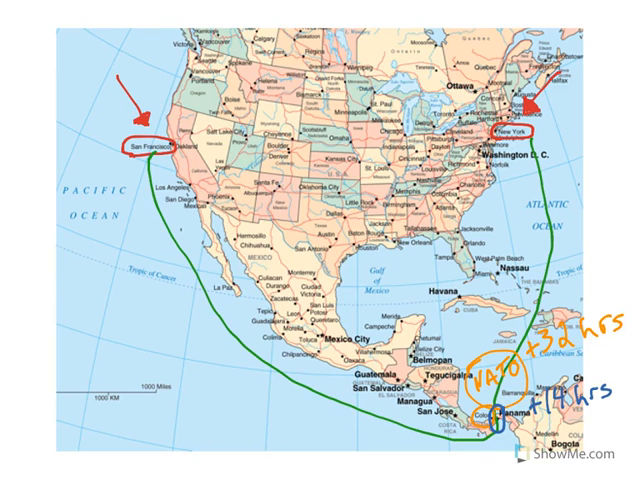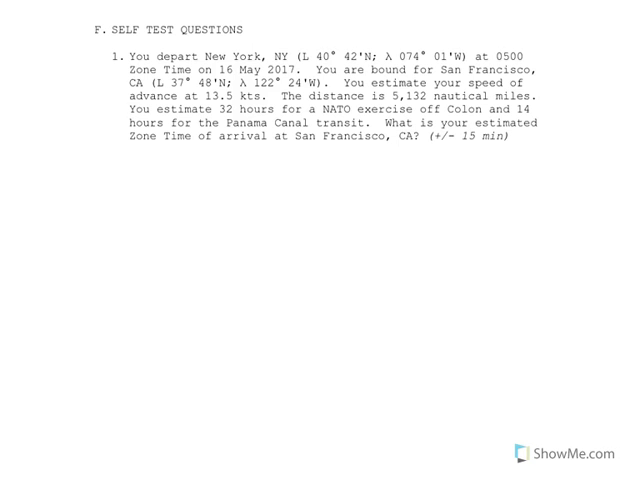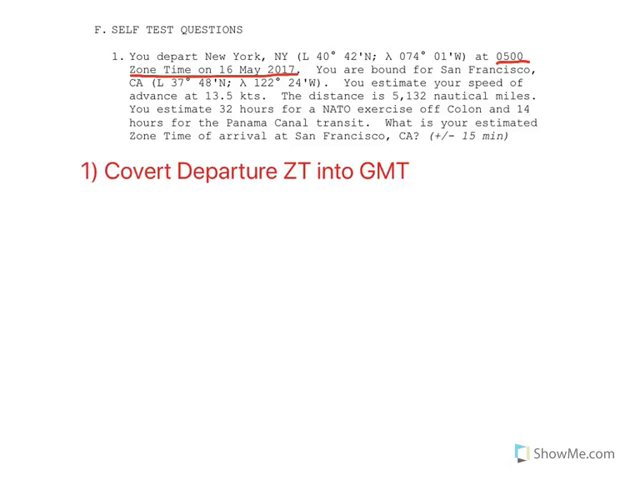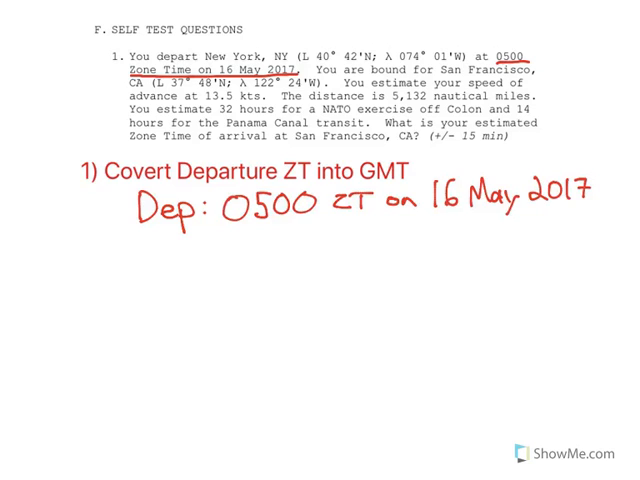Going back to our problem, we are going from New York to San Francisco. Our first step is to take our zone time of departure, in this case 0500, zone time on 16 May, and we need to convert that into Greenwich Mean Time, GMT. So we'll write down our time of departure in zone time, and you can do the same if you're following along in your notebook. And make sure when we put any time, we have something after it. So in this case, zone time.